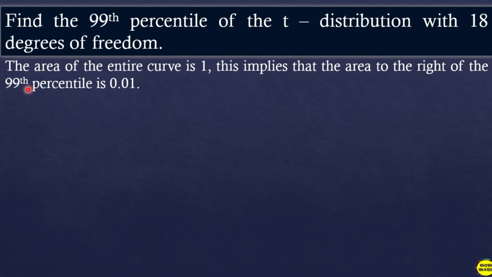Okay? So what will be the answer? So 0.01 na lang, 'di ba, bago mag 100%. So again, ang pinapakuha natin is 99 percentile of the t-distribution with 18 degrees of freedom. So the area of the entire curve is 1. So this implies that the area to the right of 99 percentile is 0.01. So kung 98 percentile, 0.02. Kung 95 percentile, 0.05. Okay?